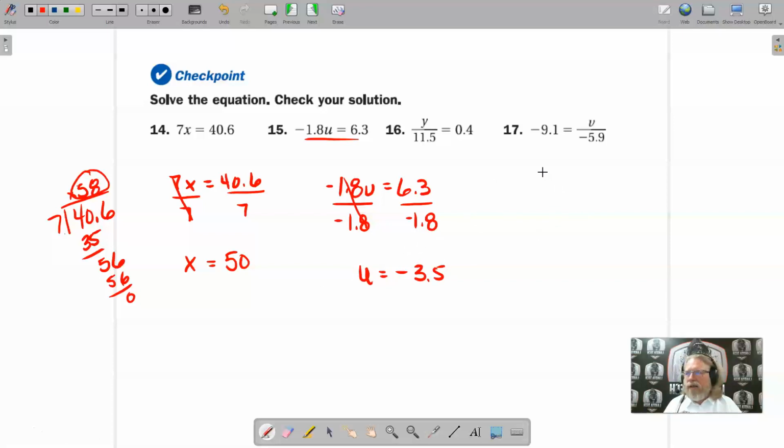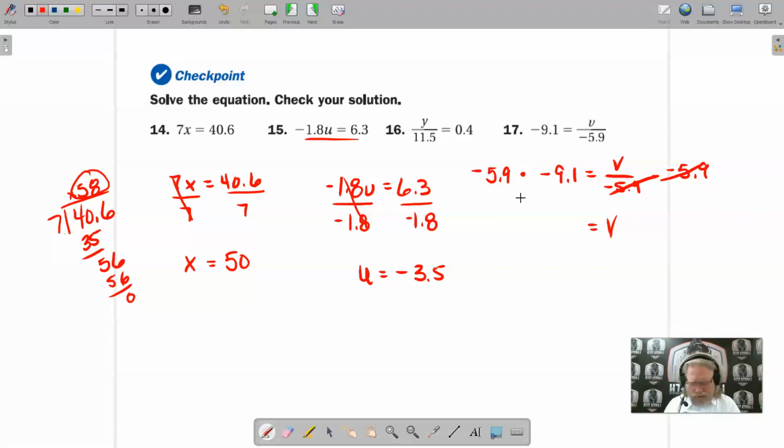So let's look at 19. It is a division problem. So we have negative 9.1 equals v over negative 5.9. The v is tied to the negative 5.9 by division. The opposite operation is multiplication. We're going to multiply by the very number we wish to get rid of, which is negative 5.9. But what we do to one side, we have to do to the other, negative 5.9. Over here, the negative 5.9's are going to cancel each other, leaving us with just v. And here we have a negative times a negative, so it's going to be a positive.